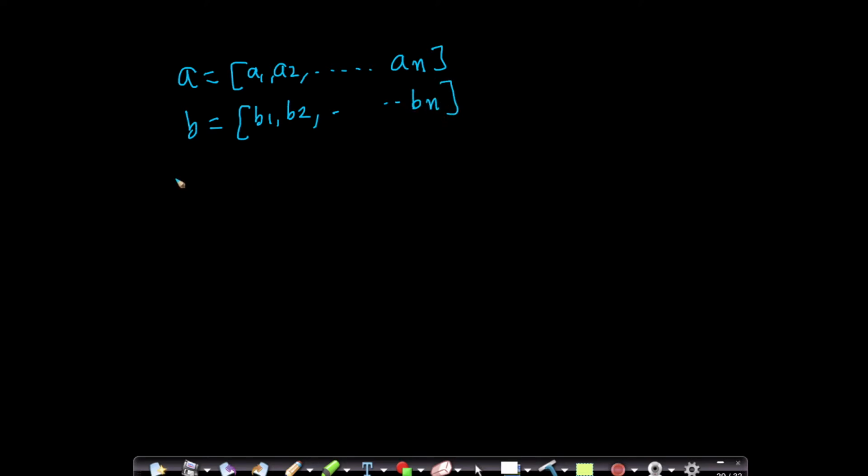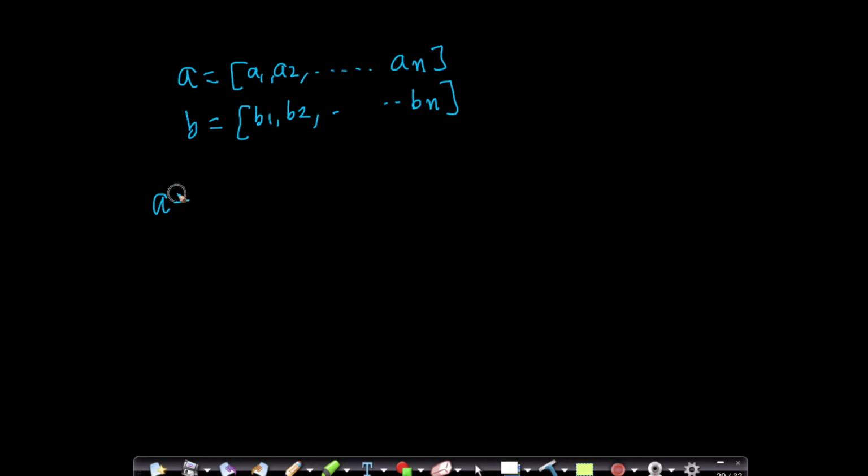Imagine you're given two vectors A and B. Let's assume both of them are row vectors. Let's assume A has components A1, A2, and so on up to An. Similarly, vector B has components B1, B2, and so on up to Bn. Now, mathematically, let's learn some very basic operations.